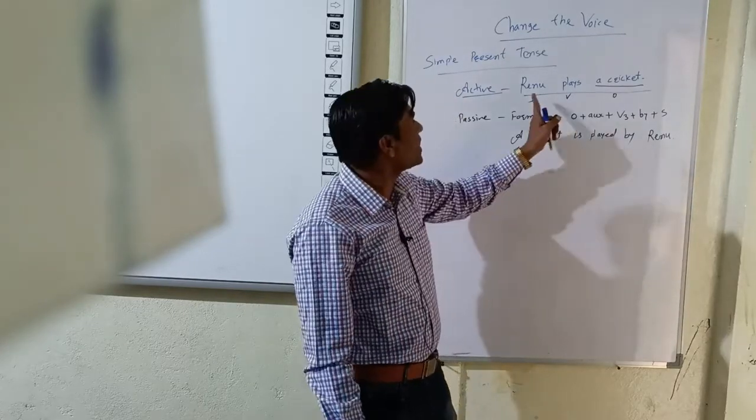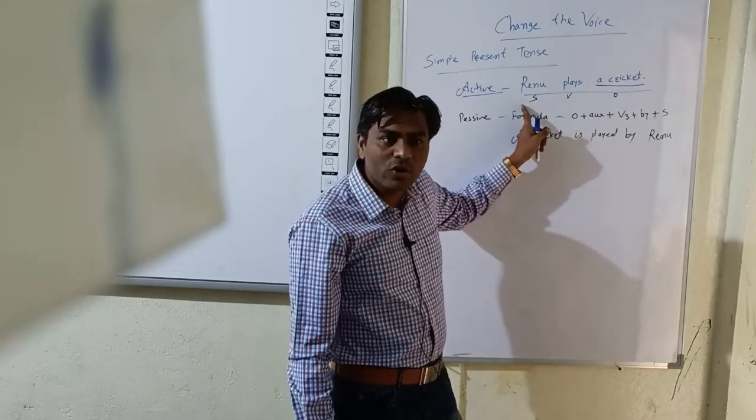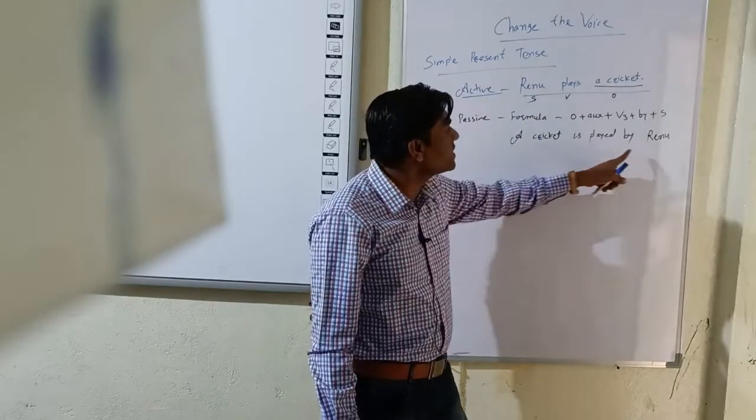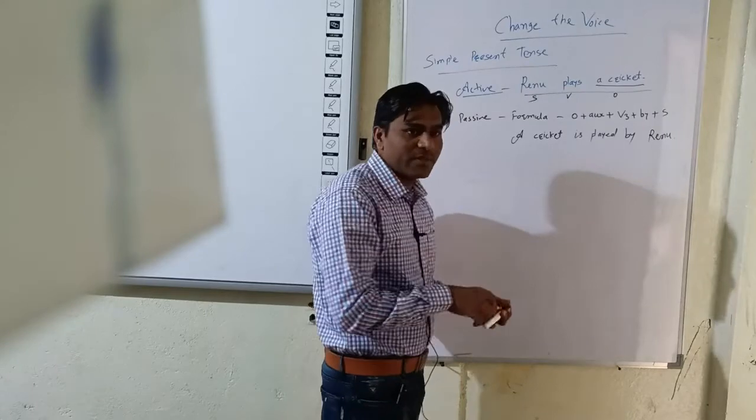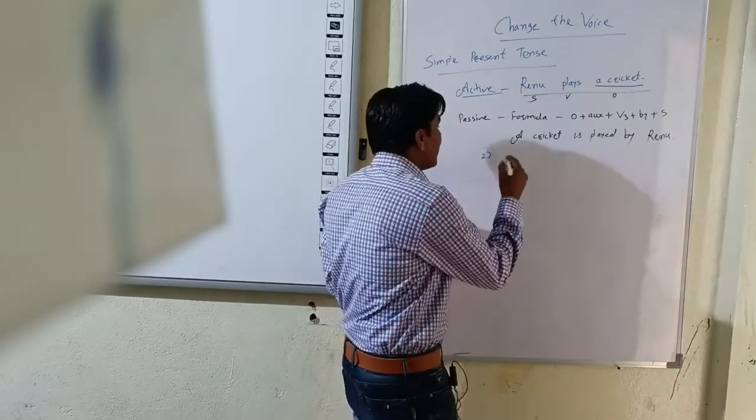So the sentence should be like this: a cricket is played by Renu. Passive voice. Active voice: Renu plays a cricket. And then passive sentence: a cricket is played by Renu. Okay. I'll give here another example, and then you solve. Second example is here.